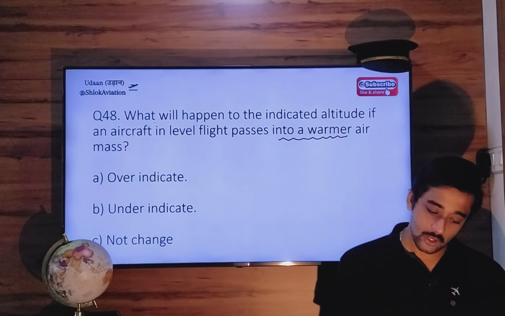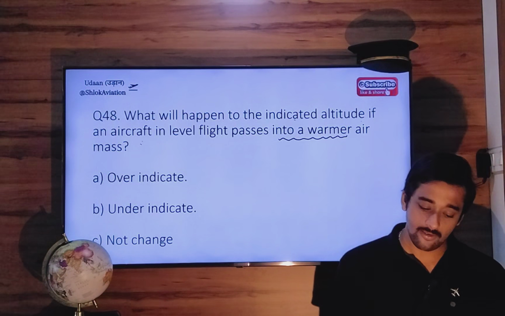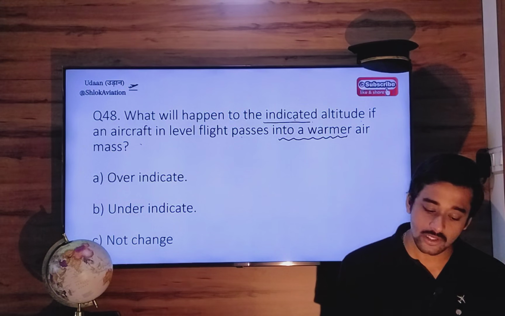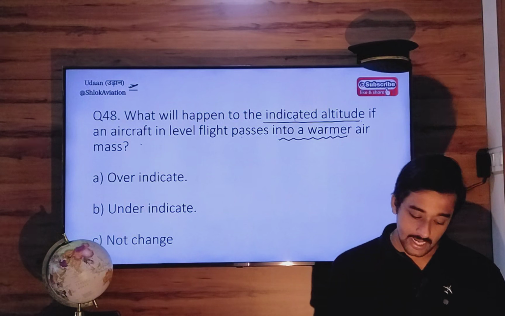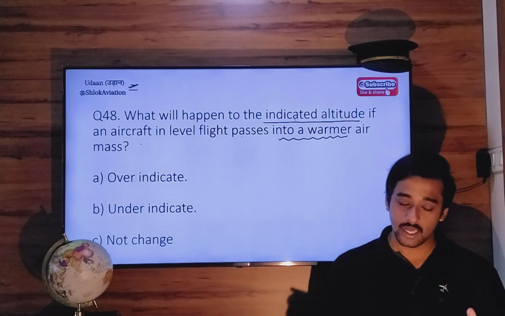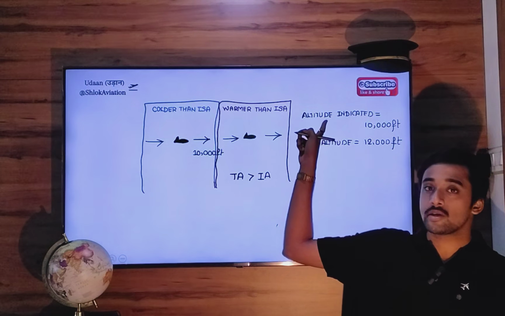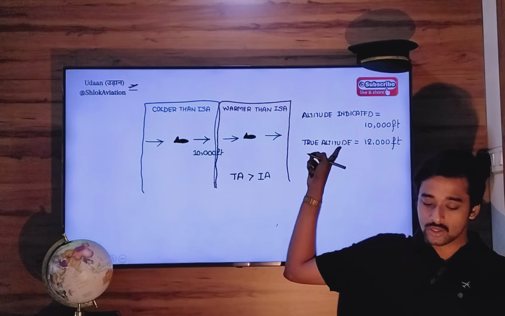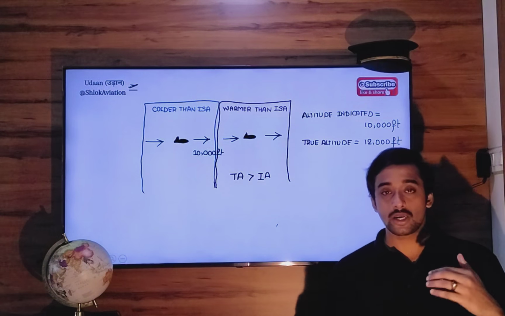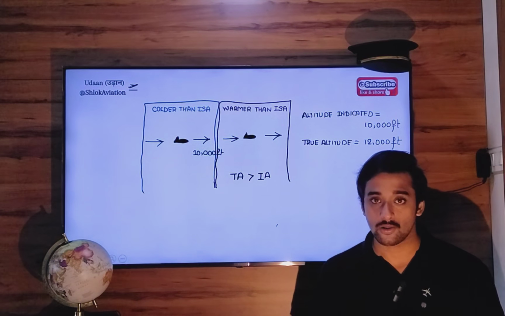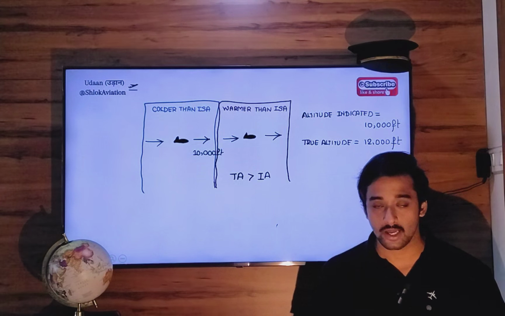So what will happen to indicated altitude if aircraft in level flight passes into warm air mass? They have asked us what happens to indicated altitude. Indicated altitude will under indicate. Okay, as you can see here, altitude indicated is 10,000, true is 12,000. So the altitude indicated to you is less than the true altitude. So under indication is happening.